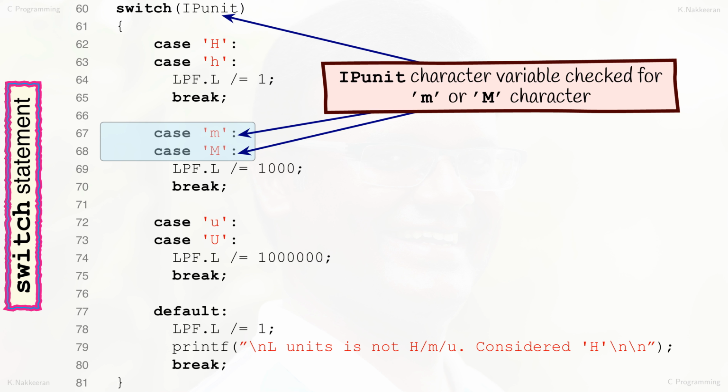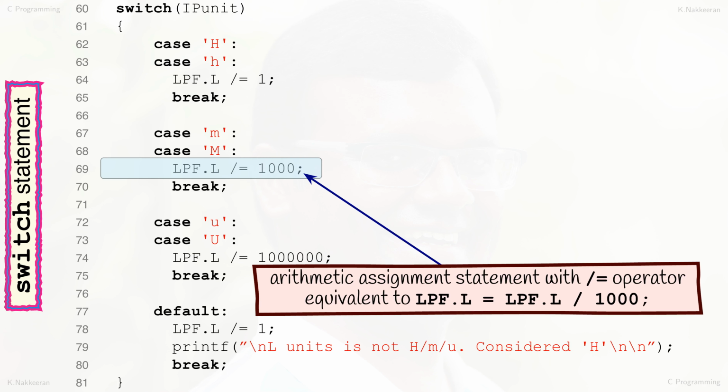Thus we allow the user to input either lowercase m or uppercase m as the unit's millihenry for the inductance. If we wish to keep it strictly, lowercase m is the only allowed character input for the inductance unit's millihenry, then line 68 must be removed. Line 69 is the arithmetic assignment statement to rescale the inductance value, LPF.L divided by 1000.